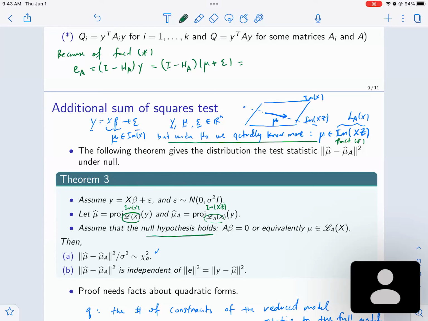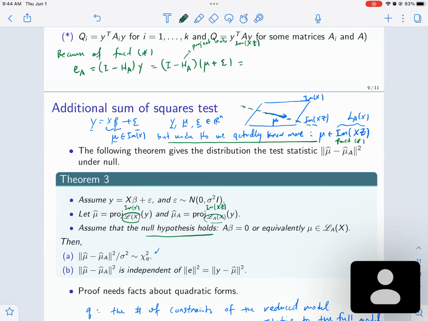What do you guys think would happen? So mu is in the image of where HA projects. So HA projects onto this. Okay. Projects onto the image of XZ, let's say you want. And mu is in the image of XZ. So what would happen? I minus HA projects onto the orthogonal complement, basically.